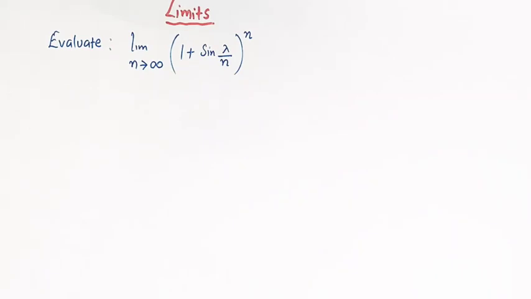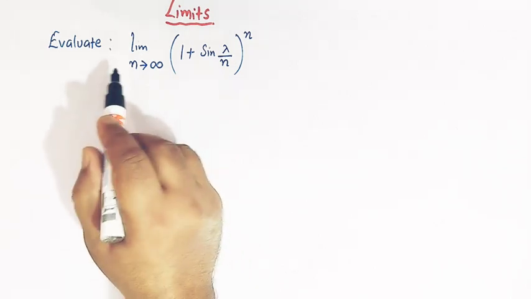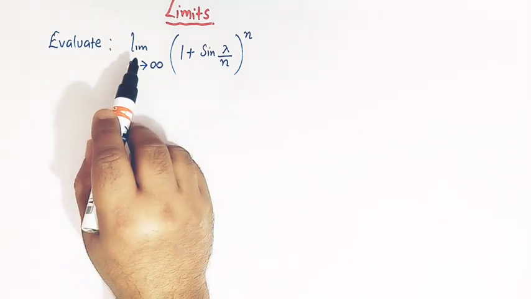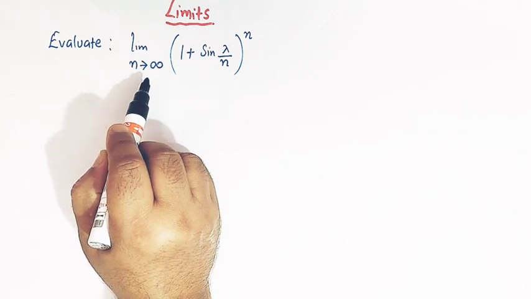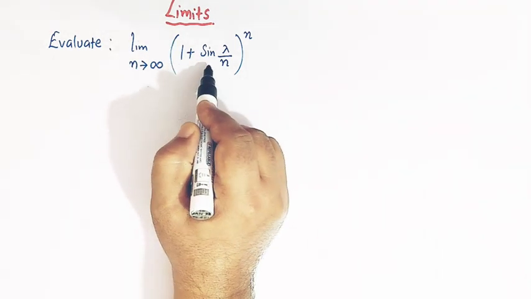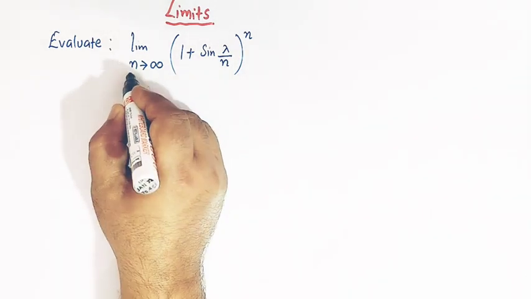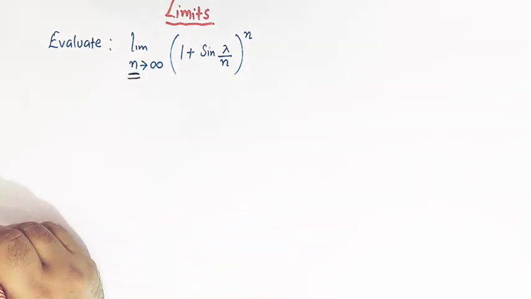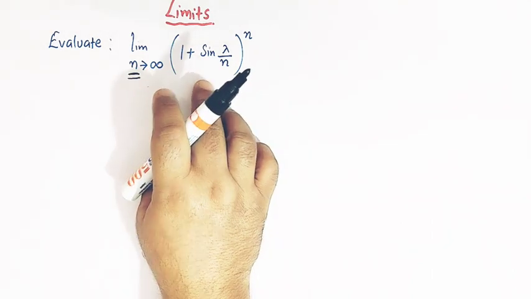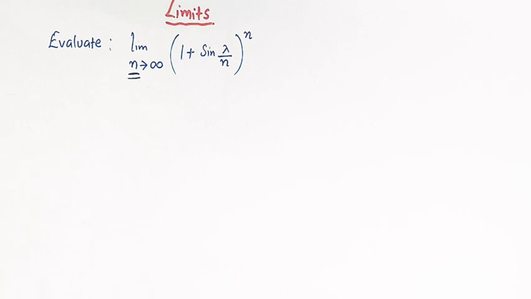Hello viewers, in today's class we are going to discuss one very important limit. Here we have to find the value of this limit, that is, the limit as n tends to infinity of (1 plus sine lambda over n) raised to n. And to evaluate this type of limit, we'll make use of an important concept from trigonometry.